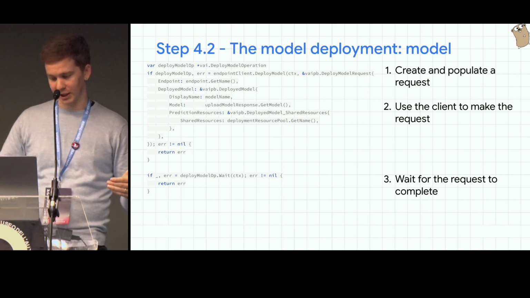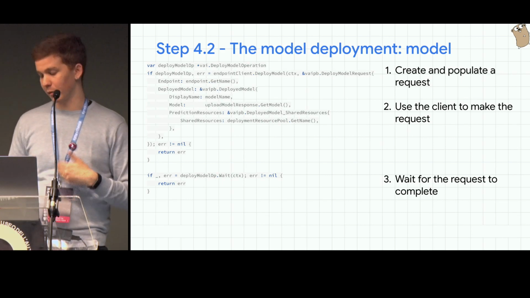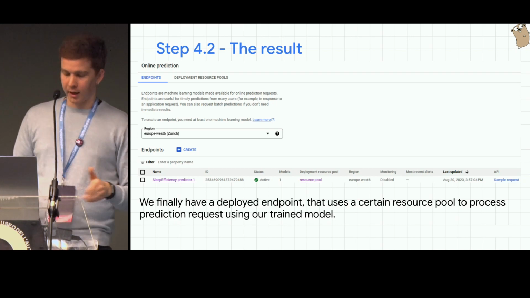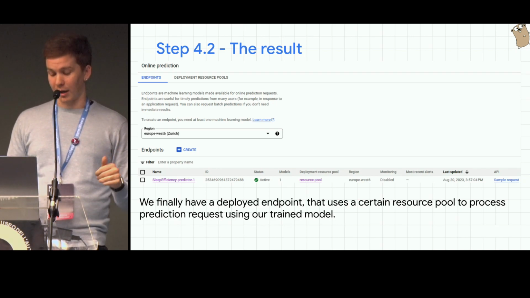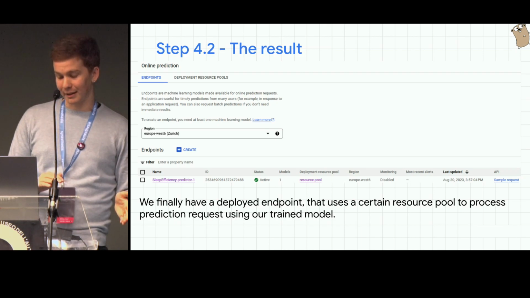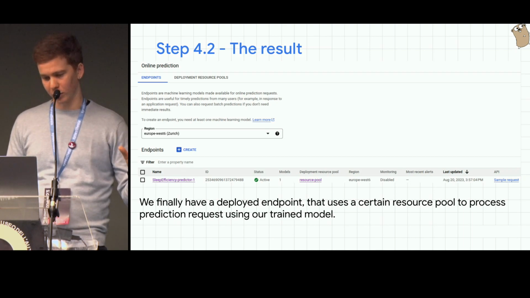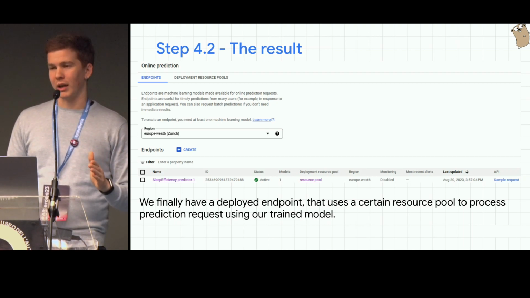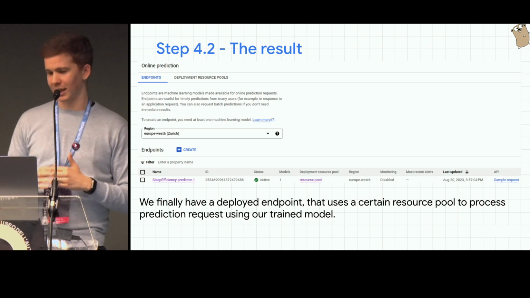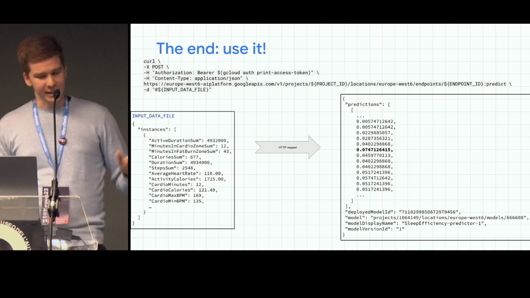As usual, following the same pattern, we have to create and populate the request, and wait for the request to complete. And then we have the final result. The final result is that we really have a deployed endpoint that is an association between the trained model and the hardware to use. In practice, this means that we have a URI, something that we can use to make authenticated requests. So this is the very end.